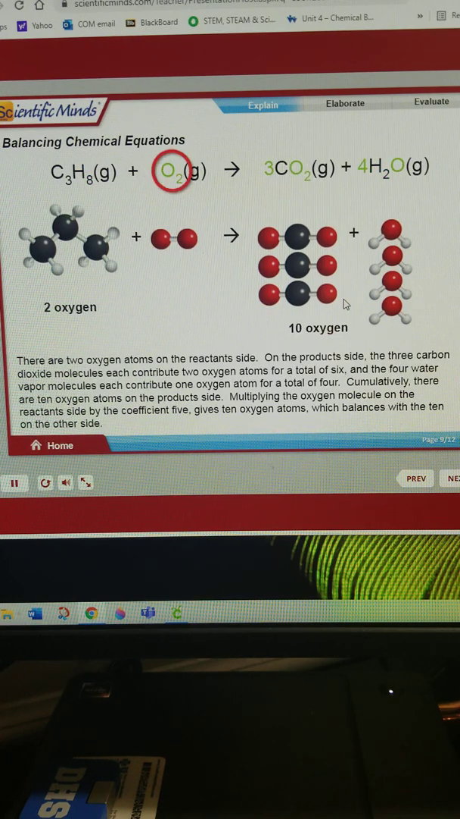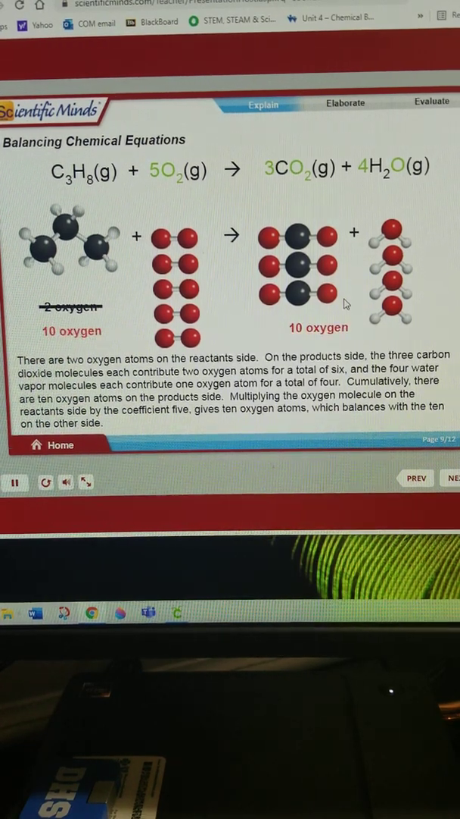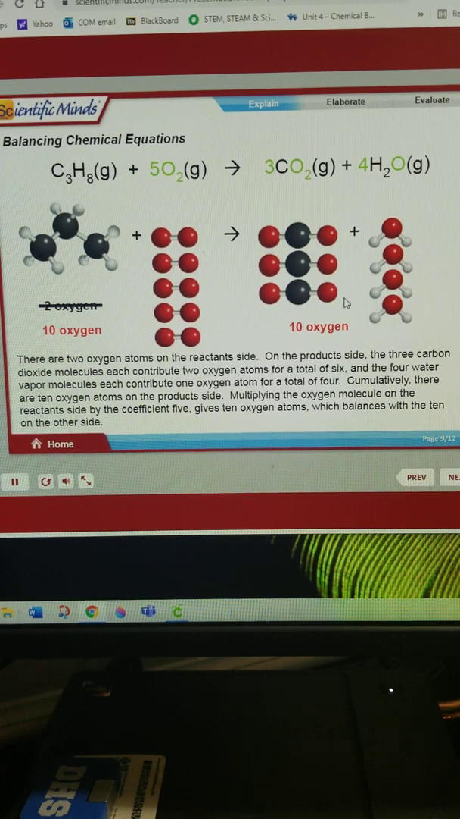There are 2 oxygen atoms on the reactant side. On the product side, the 3 carbon dioxide molecules each contribute 2 oxygen atoms for a total of 6. And the 4 water vapor molecules each contribute 1 oxygen atom for a total of 4. Cumulatively, there are 10 oxygen atoms on the product side. Multiplying the oxygen molecule on the reactant side by the coefficient 5 gives 10 oxygen atoms, which balances with the 10 on the other side.